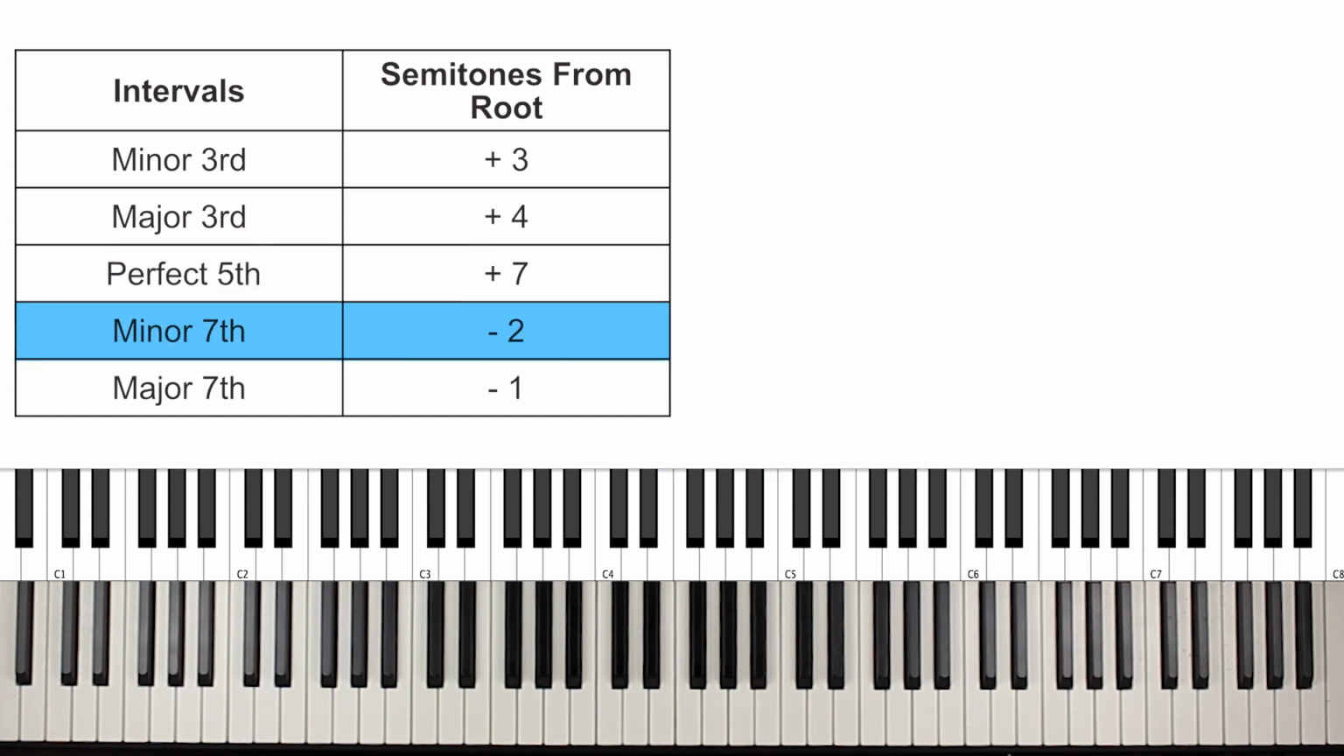The minor seventh is 10 semitones above the root. So for C, 1, 2, 3, 4, 5, 6, 7, 8, 9, 10, the minor seventh is B flat. But counting out 10 semitones every time we want to find a minor seventh is kind of a drag.